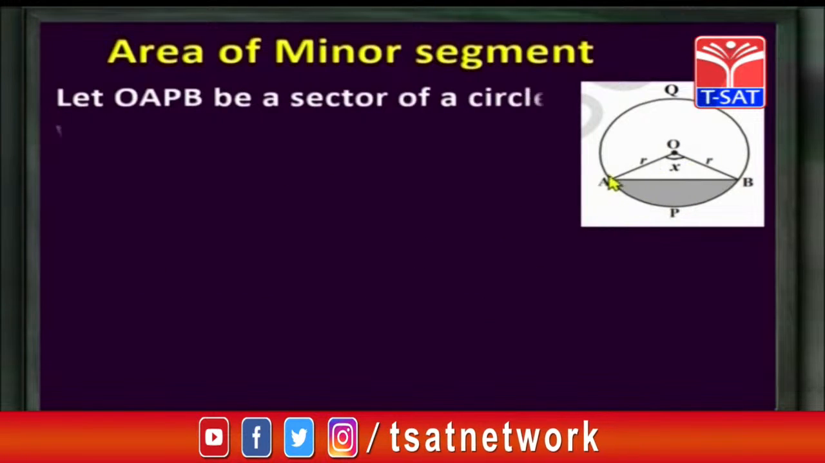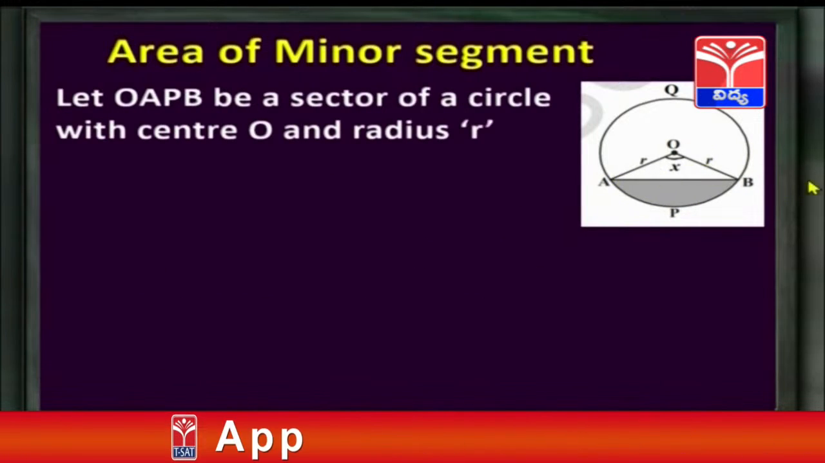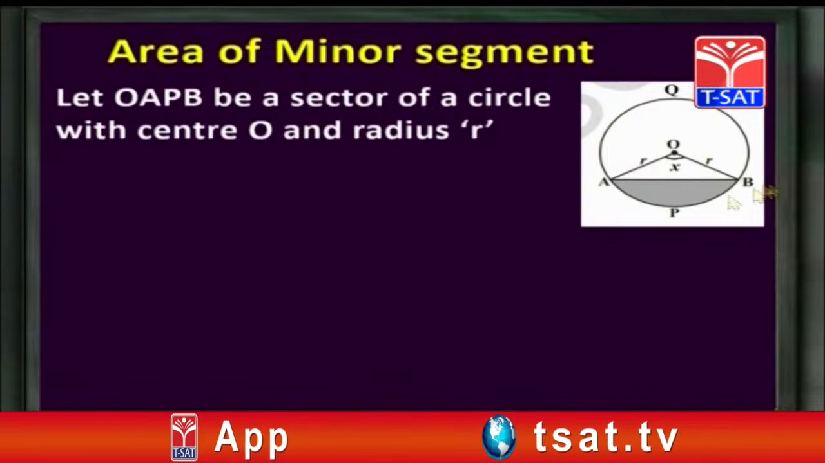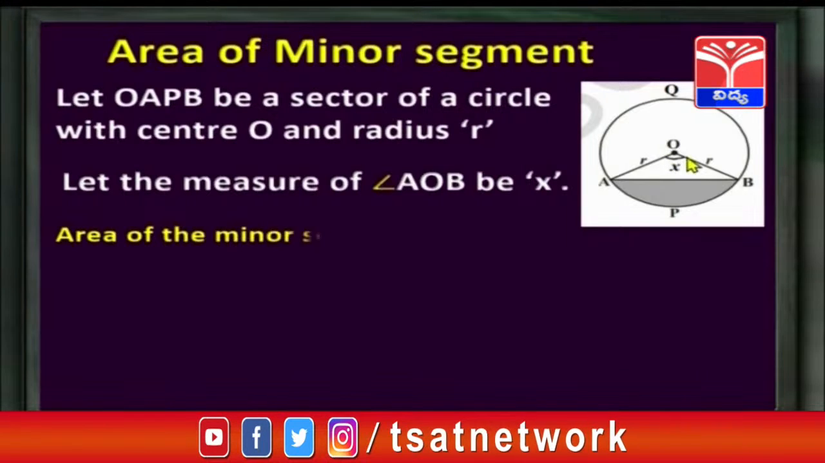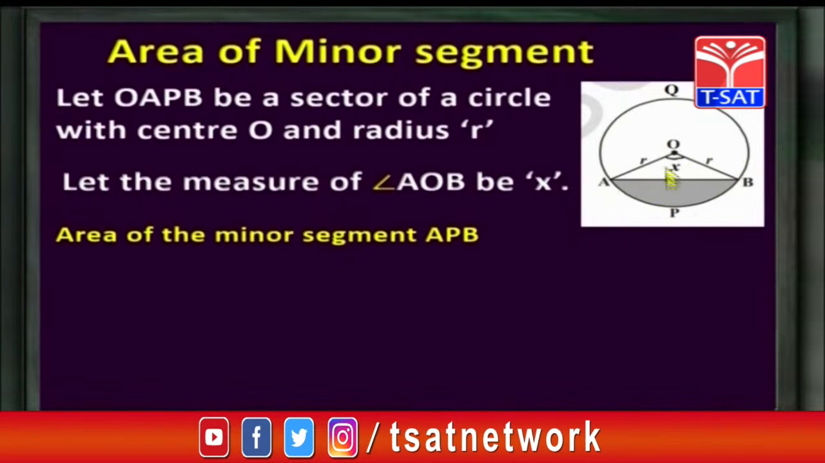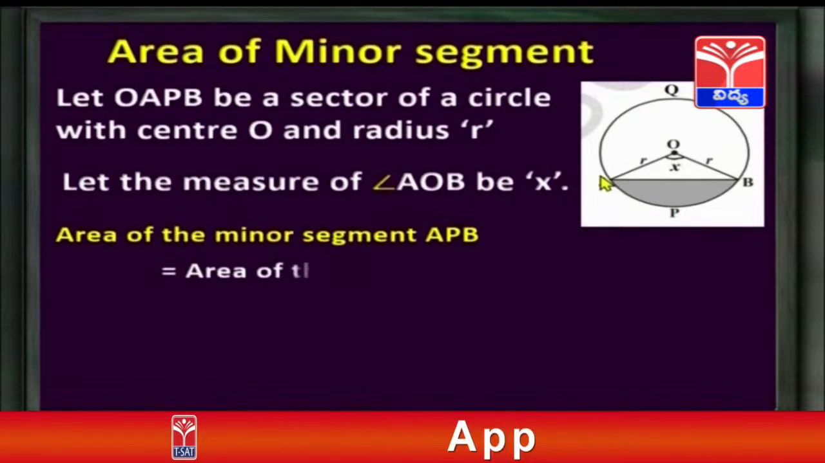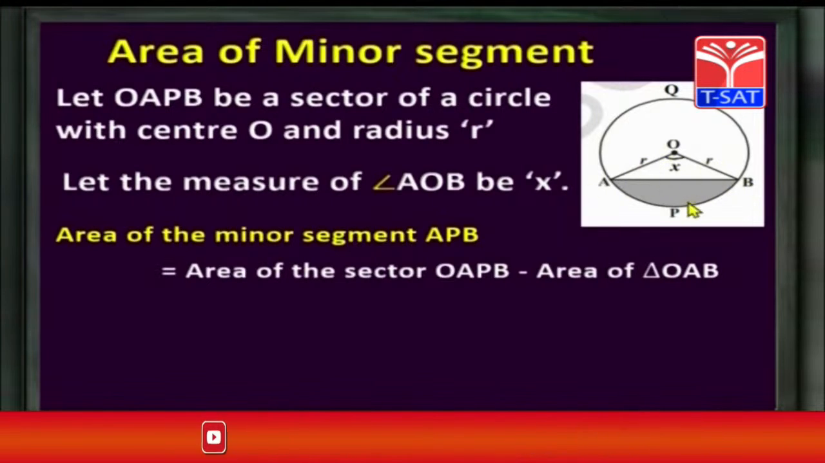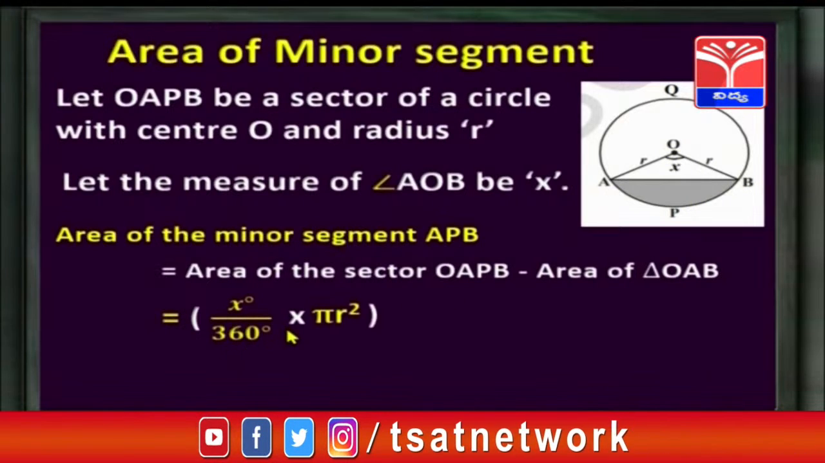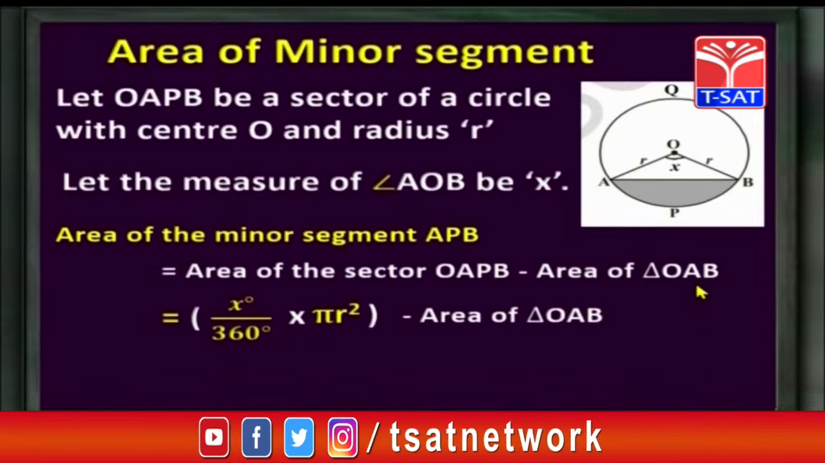Let OAPB be a sector of a circle with center O and radius R. Let the measure of angle AOB be x. Here x is the angle of the sector. Then the area of the minor segment APB is equal to the total area of sector OAPB minus the area of triangle OAB. Now, what is the area of the sector? The area of the sector is x by 360 into pi r square, minus the area of triangle OAB.